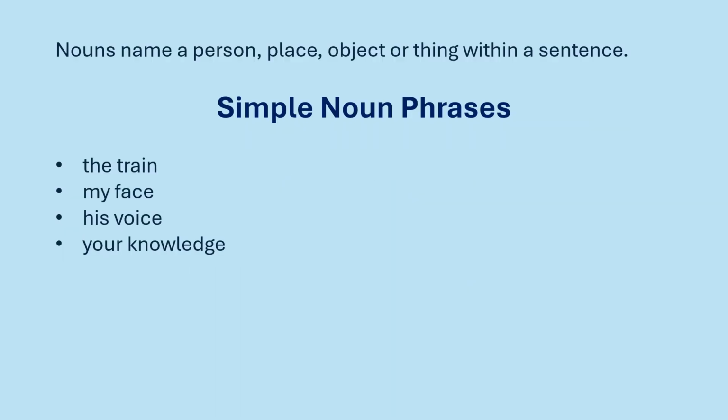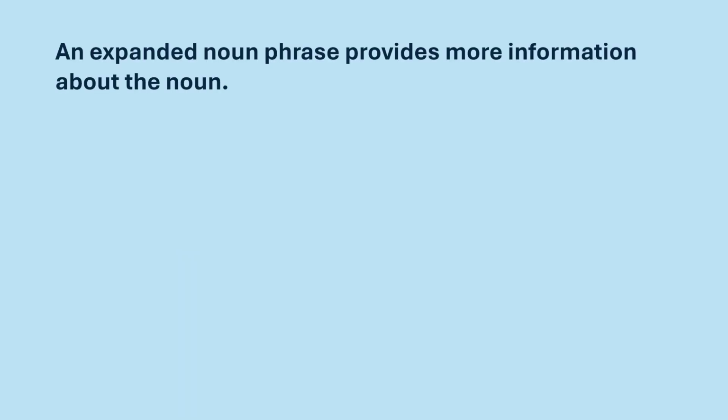Welcome to this set of slides on expanded noun phrases, and we know that nouns are the naming parts of sentences. So a simple noun phrase would be a determiner followed by a noun, so determiner the, and train is the thing, the object, the noun. Some more examples: my face, his voice, knowledge. So you could have more abstract nouns as well. That's absolutely okay in noun phrases.